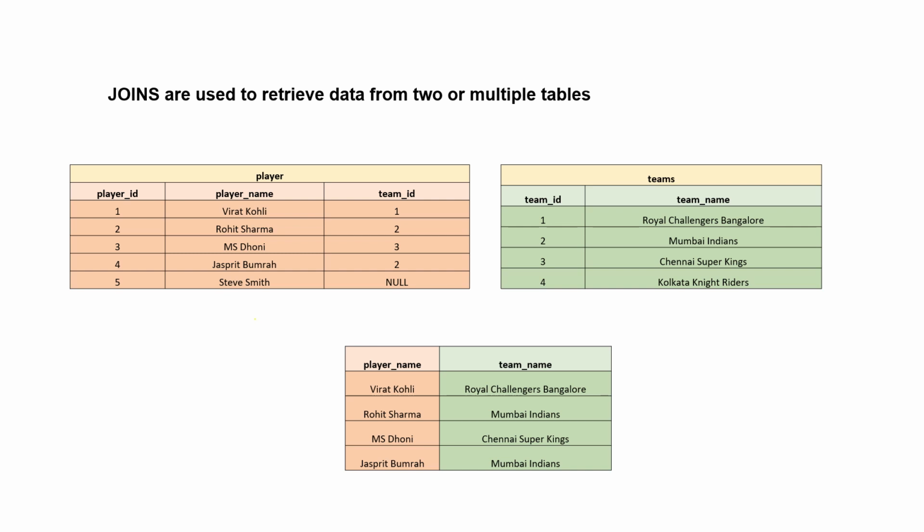See, here we get Virat Kohli with the team name Royal Challengers Bangalore. We get Rohit Sharma with the team Mumbai Indians, and we get the player name MS Dhoni with Chennai Super Kings, and so on.